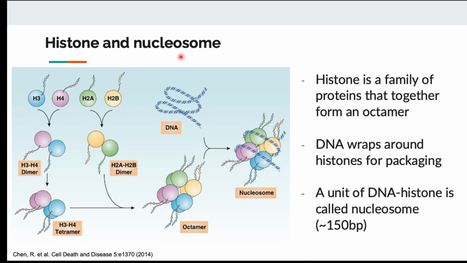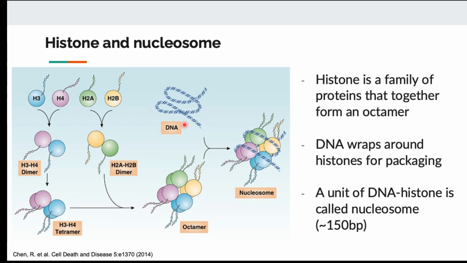The second one, we want to talk about histone and nucleosome. So histones are a family of proteins. There are multiple forms. These histones will form dimers, tetramers, and octamers. So 8 molecules of histone together form a single structure. And the special property of this structure is that DNA in our body is very long. Humans have 3 billion nucleotides in our genome. So this very long DNA sequence has to be packaged.